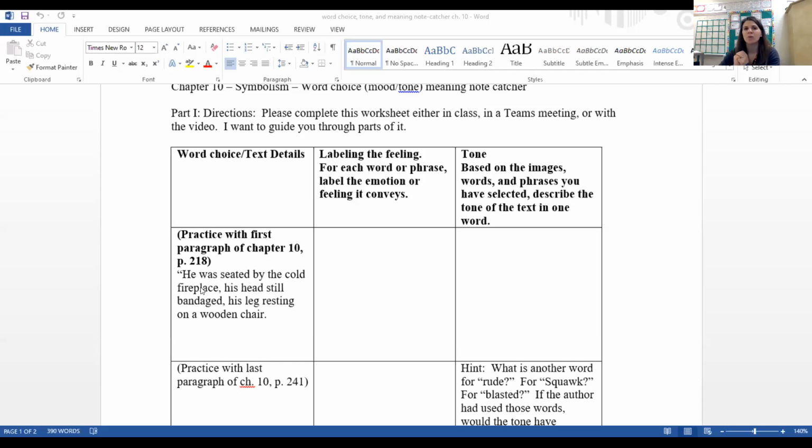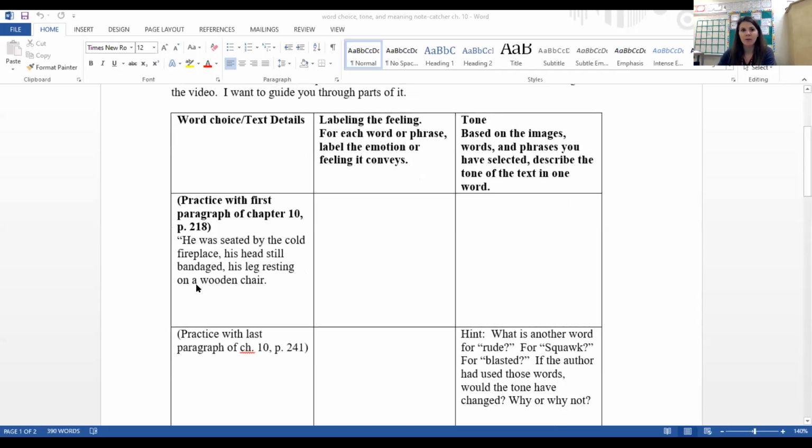So next to that, we're going to label the feeling for each word or phrase. Label the emotion or feeling it conveys. This is going to be the mood. We're going to pull out mood words. What mood or feeling do we get from those words that we read in the book? And then tie that into tone. Based on the images, words, and phrases that you have selected, describe the tone of the text in one word. So we are going to go back to our notebook in a few minutes in order to pick those words out. But first, we need to go to our books. I left mine in my bag. So grab your book, please.